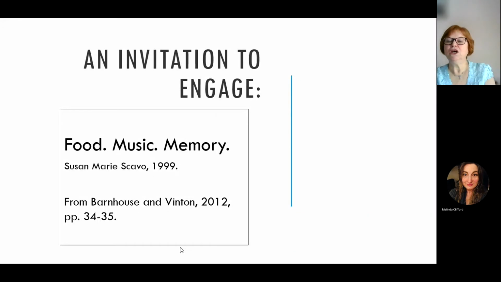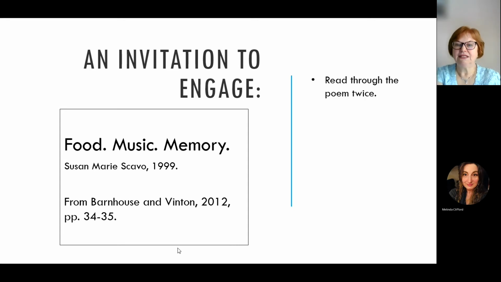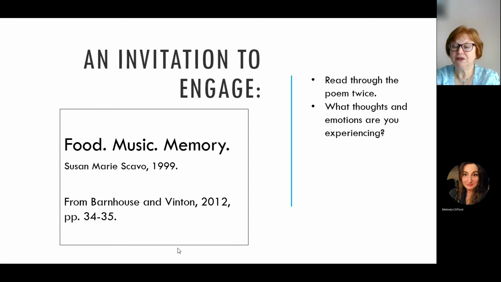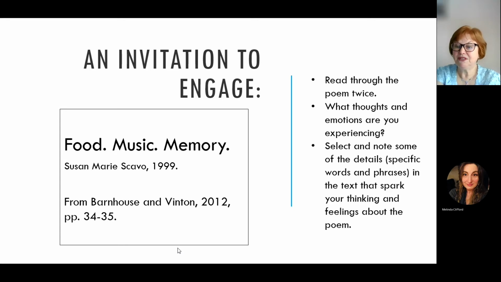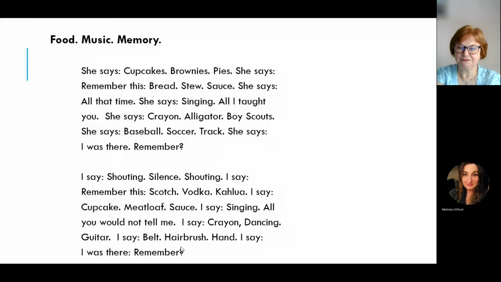The words you just read were taken from the poem Food Music Memory by Susan Marie Scavo. On the next slide, I'm going to ask you to read through the poem twice. And consider the thoughts and emotions you experience as you read. Note some of the details and some of the specific words and phrases that spark your thinking and your feelings as you read. So please pause the presentation here and read the poem twice, and then go on to the next slide.